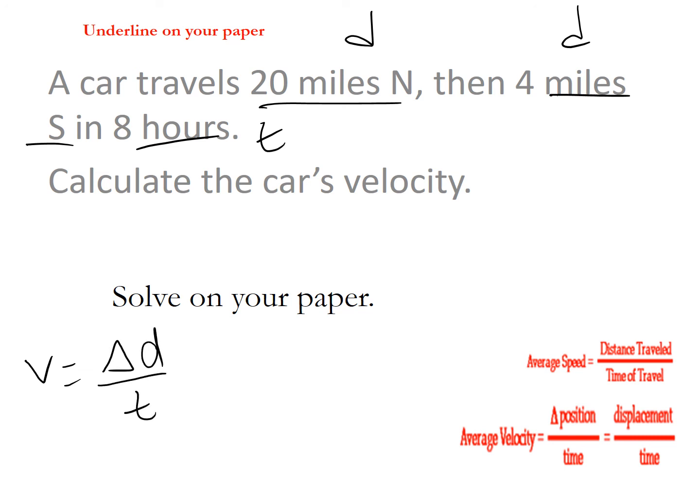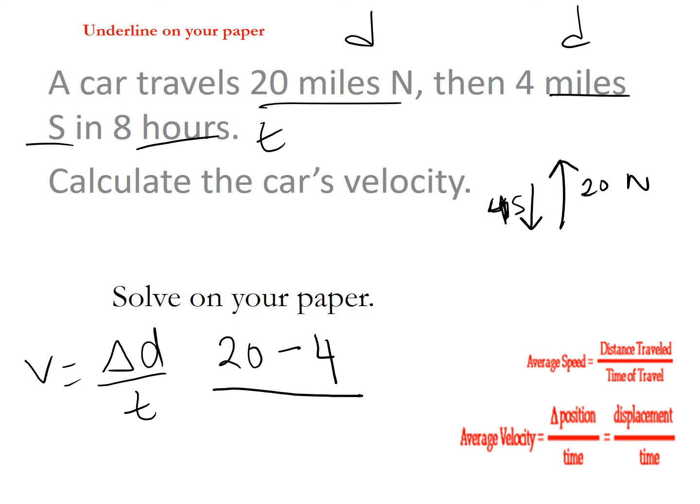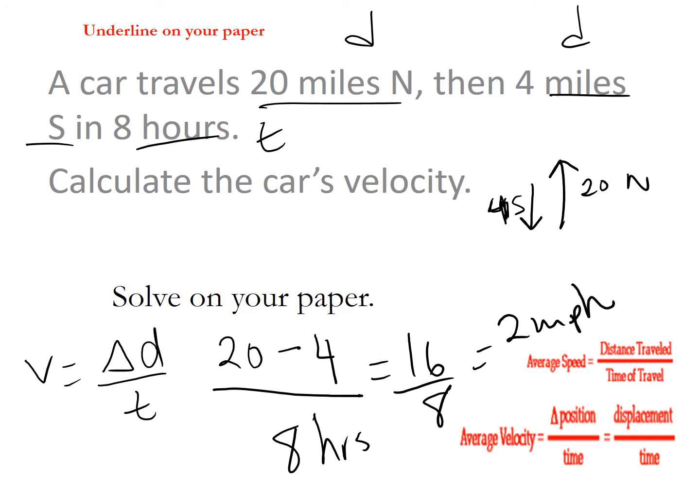A change in position. So I went 20 miles north and then 4 miles south. So I'll have to take that off. Remember, if we talk about vectors here, you went 20 miles north and then you went 4 miles south. So you have to take away that. 20 minus 4 is 16. Then my time was 8 hours. So 16 divided by 8 equals 2 miles per hour north.